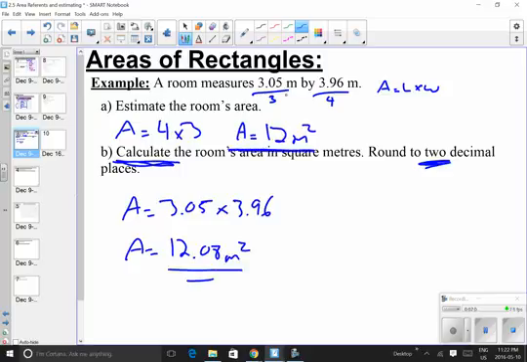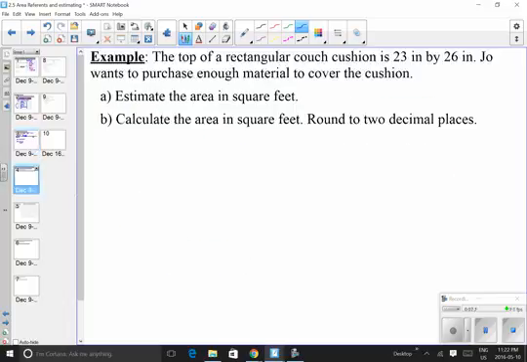And this is way quicker. I didn't need to go to a calculator or anything. It was just bam, done. 3 times 4 is 12. And we're so close. This is a great way to check your answers, is by estimating. That way you know if your answer makes sense. All right, one more example.